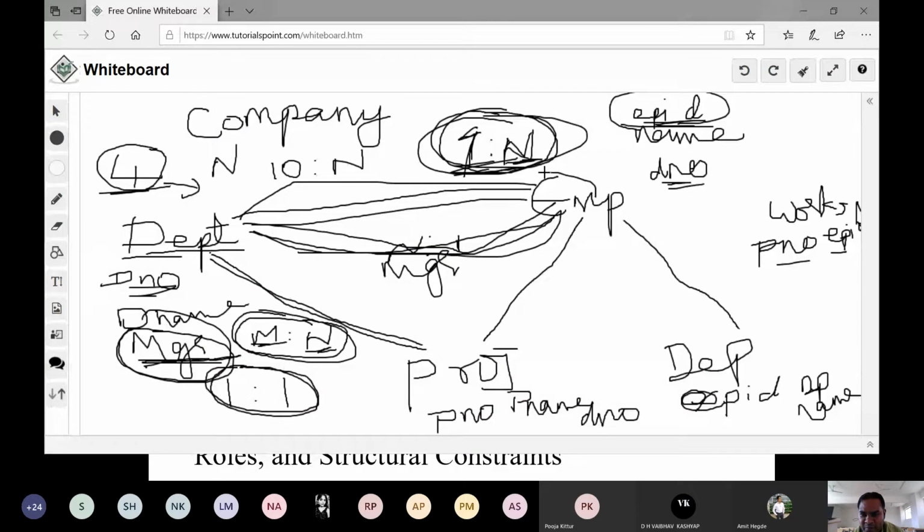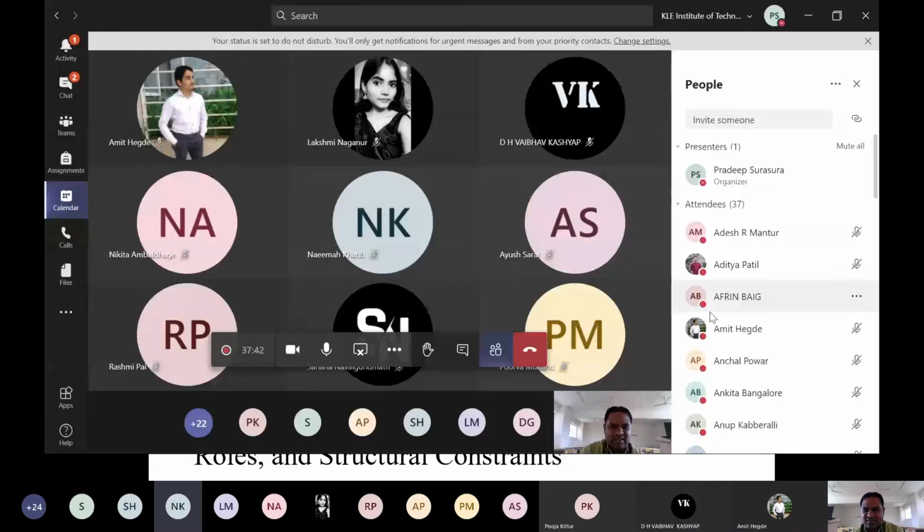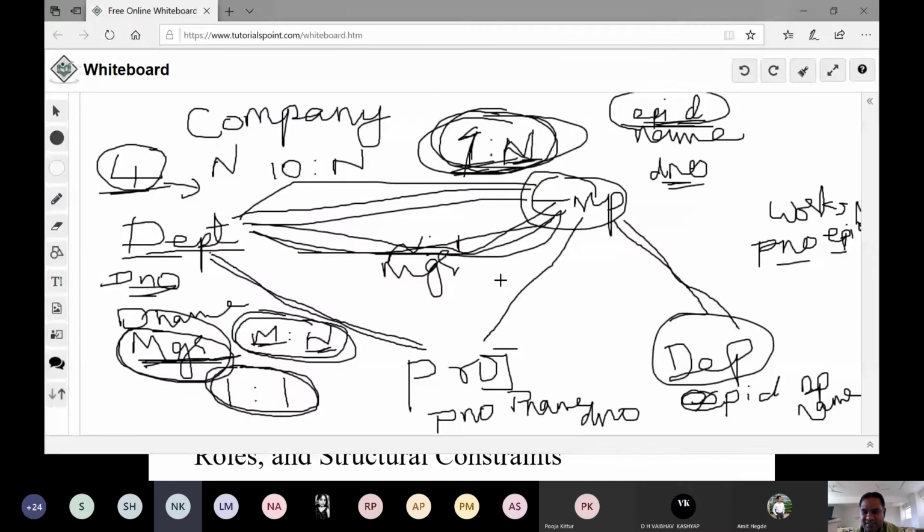Now, similarly, can you tell me one more type of example for 1 is to n, with respect to employee and dependent? Did you get my question? Just tell me how employee and dependent can be related. You need to answer this. Take your time.